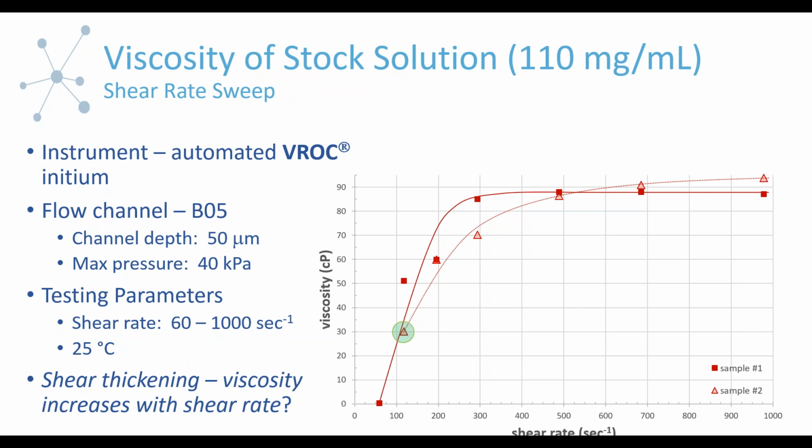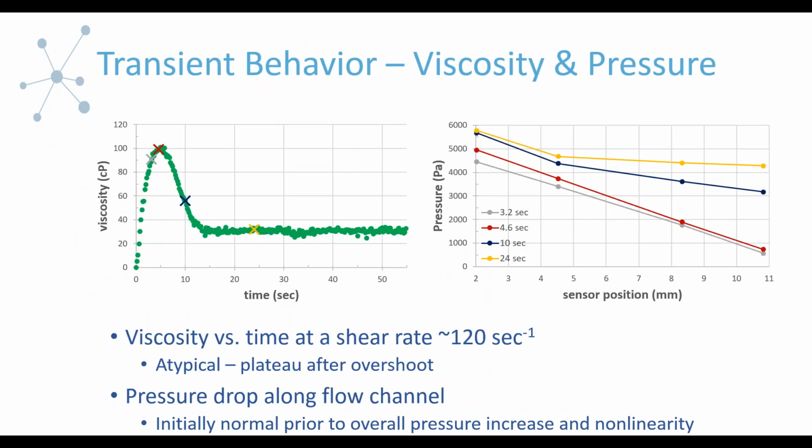So we're going to look at that particular set of data to see what we can find out about this situation. What we're going to look at is transient behavior in the viscosity and the pressure. Transient just corresponds to viscosity as a function of time, and that's what we're looking at here on the left plot. We have viscosity in centipoise as a function of time at this particular shear rate, which was close to 120 inverse seconds. What we see is that there's viscosity overshoot prior to finally reaching what looks like a plateau in the viscosity. This is unusual. This is not typical behavior of even a polymer system.